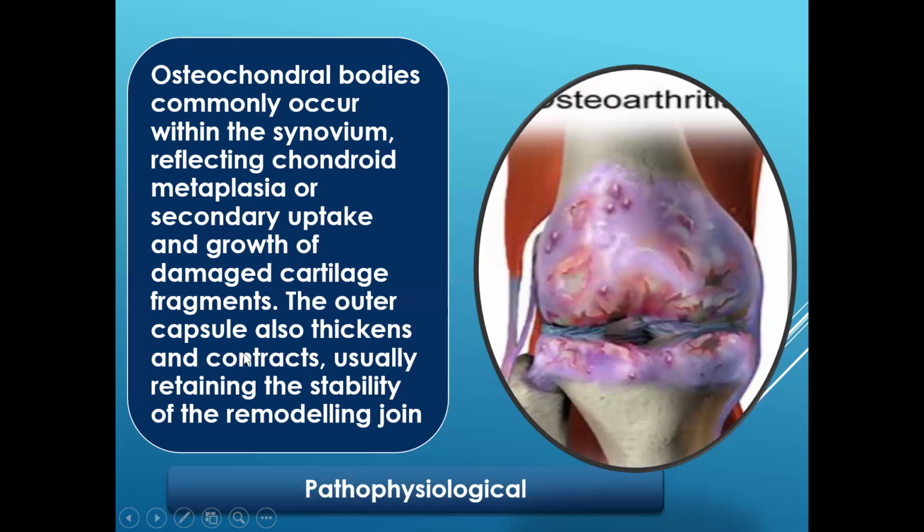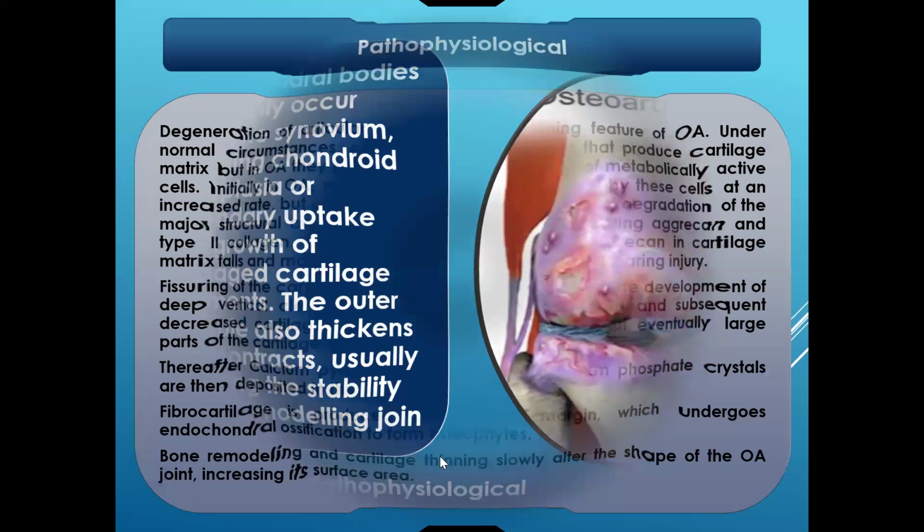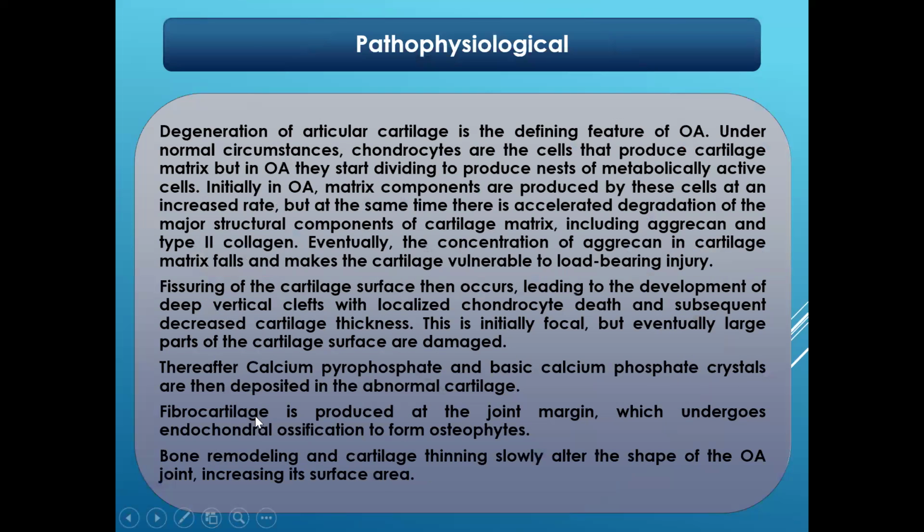The outer capsule also thickens and contracts, usually retaining the stability of the remodeling joint. And this joint will take a different shape because of formation of this fibrocartilage, which is produced at the joint margin, and will undergo endochondral ossification to solidify and form an osteophyte, which is not ideal.